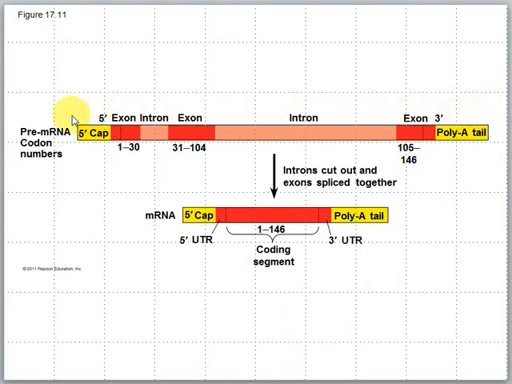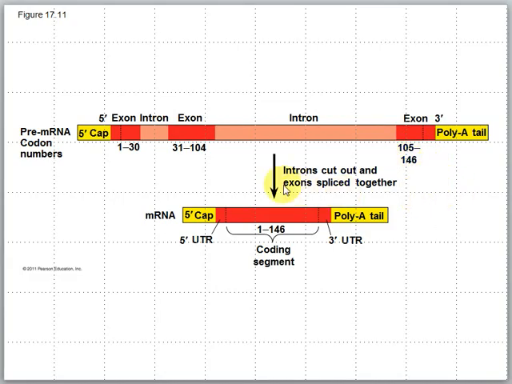So in this long pre-messenger RNA piece, you have the 5' cap, you have the poly A tail, you have a large section of information right here. Some of those are introns, like this long section of pink here and the short section of pink here. These are pieces that don't actually code for proteins. And then you have an exon here, and an exon here, and an exon here.